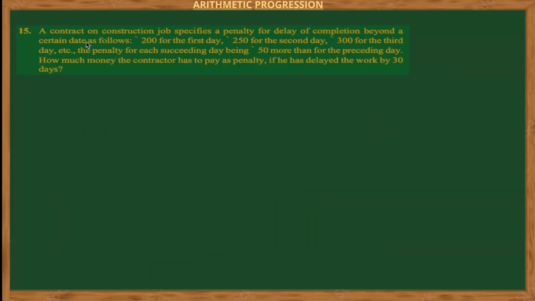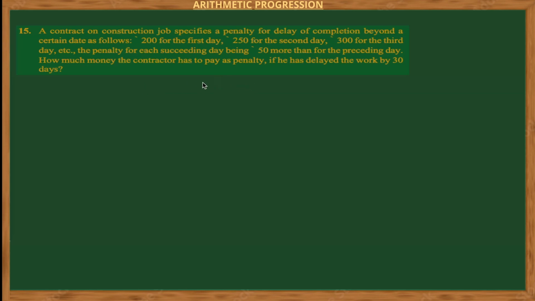Okay, a contract on construction job specifies a penalty for delay of completion beyond a certain date as follows. Okay, so 200 for the first day, 250 for the second day, 300 for the third day, etc. So what it says is that a contract has been given for the construction job, and every time there is a delay, whether it's first day, second day, it's on the day.